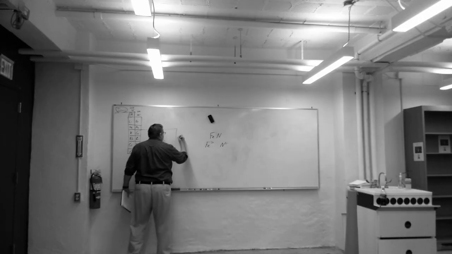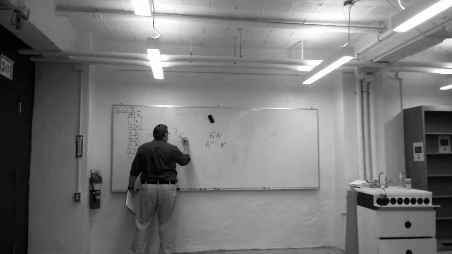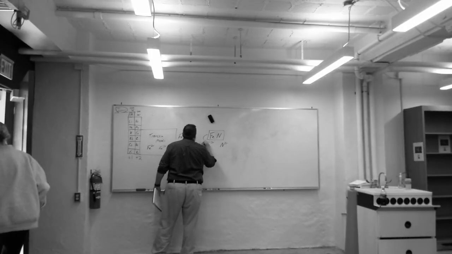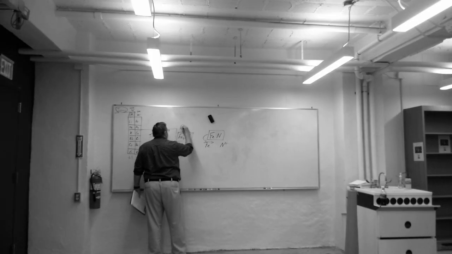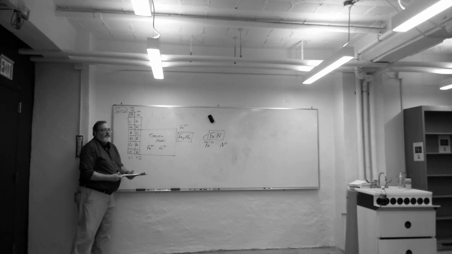There is another, Fe2 plus, and if I did that with nitrogen, it's going to be Fe3 N2. So in this case, Fe is 3 plus. In this case, it's Fe2 plus. You follow that?